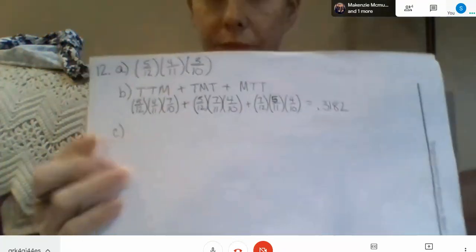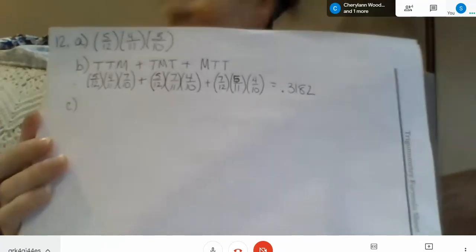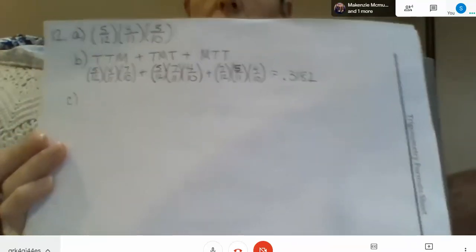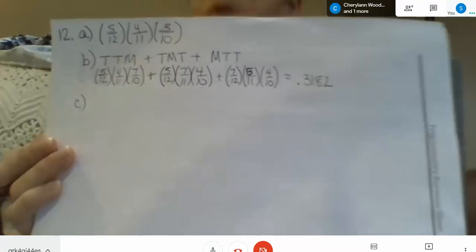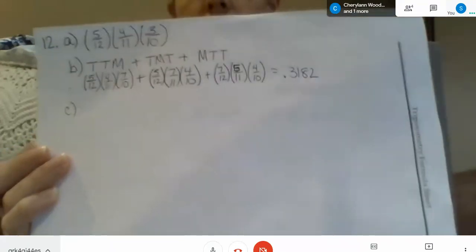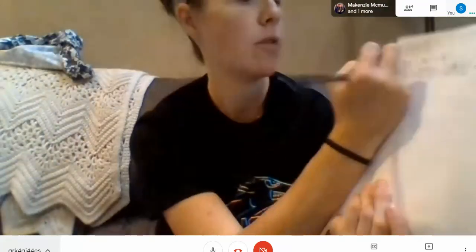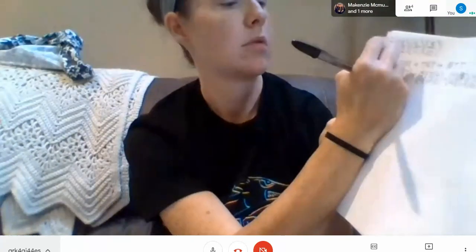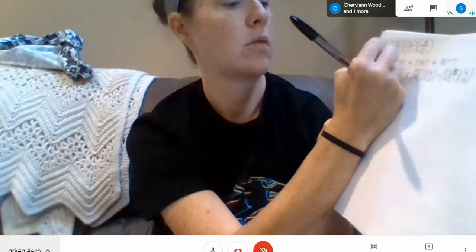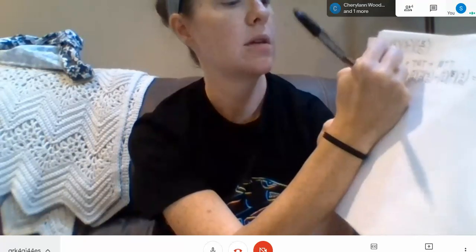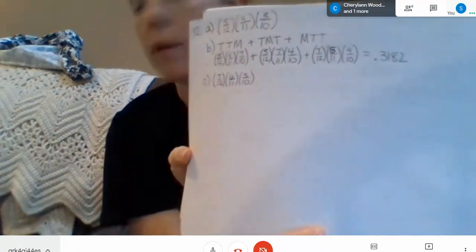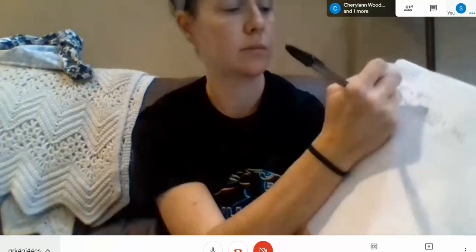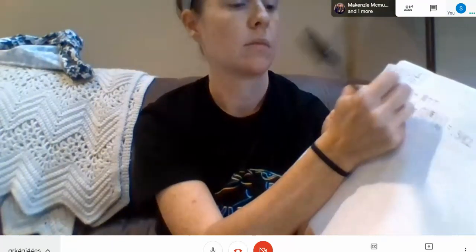Part C. It wants the probability that none are traditional. So if none of them are traditional, what are they? Meat. So really that's just saying what's the probability of getting 3 cans of meat sauce. So the probability of the first one? 7 out of 12. Second one would be 6 out of 11. And the third would be 5 out of 10. Make sure when you put those in your calculator, you use parentheses.